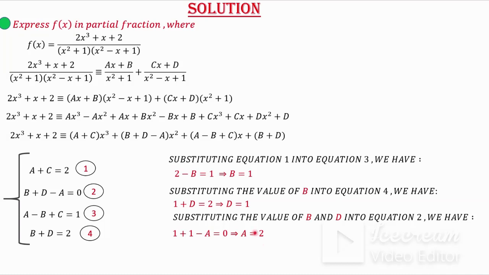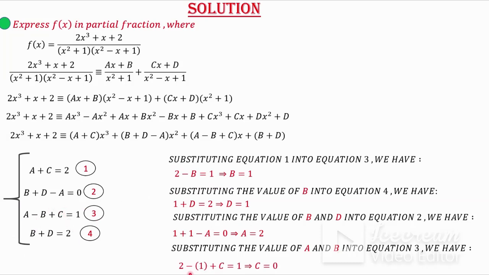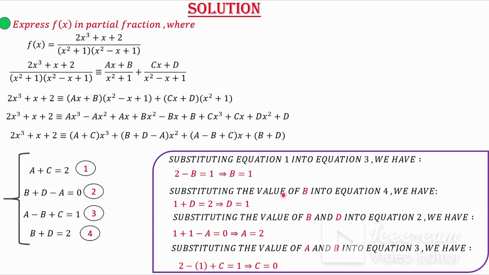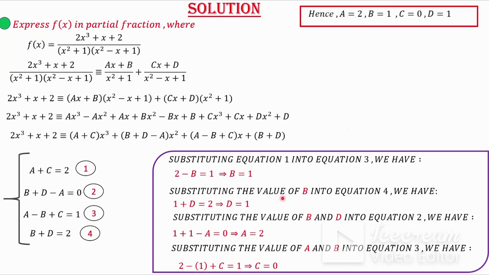And here we have the value of a, the value of b, and the value of d. We can therefore substitute those values into which equation? We can substitute them into equation 3. Substituting the value of a and b into equation 3, we get the value of c, because we have a equal to 2 and b equal to 1. So we obtain 2, which is the value of a, minus b, which is 1, plus c, which is equal to 1, which implies that the value of c is going to be 0.